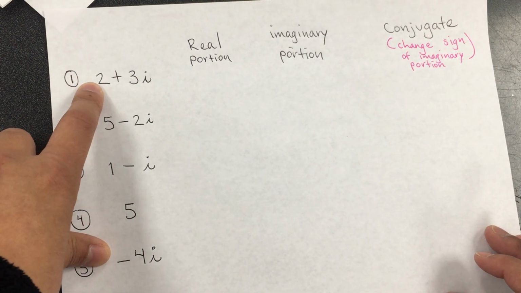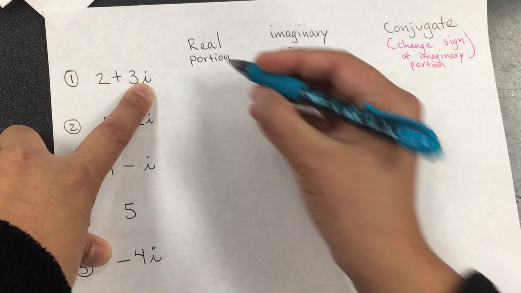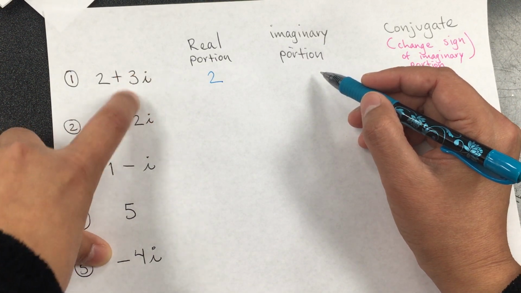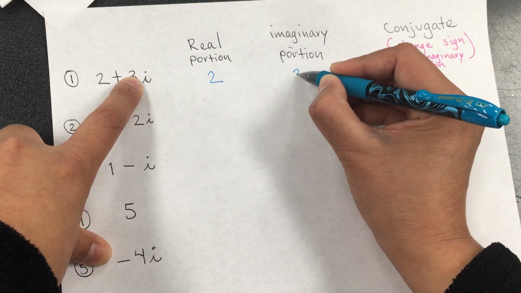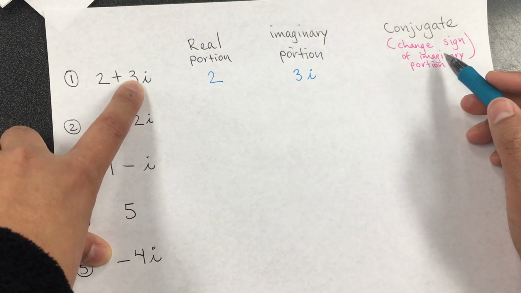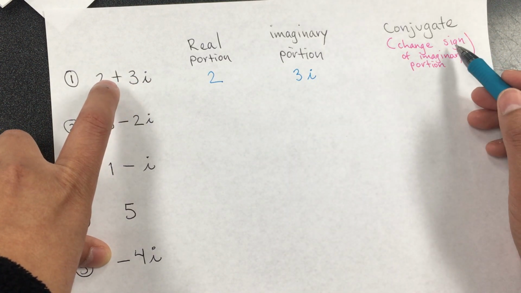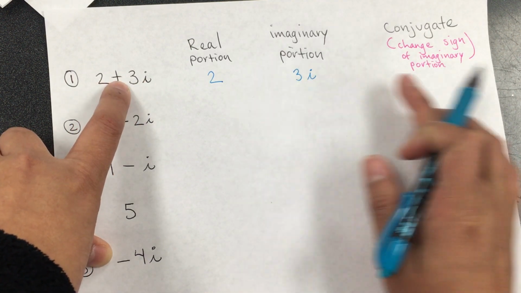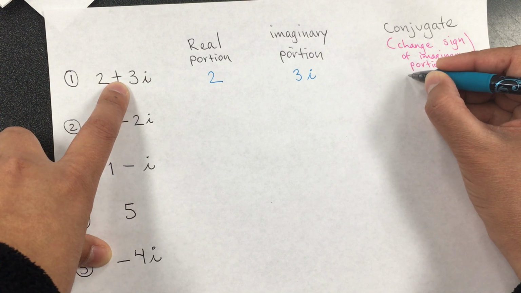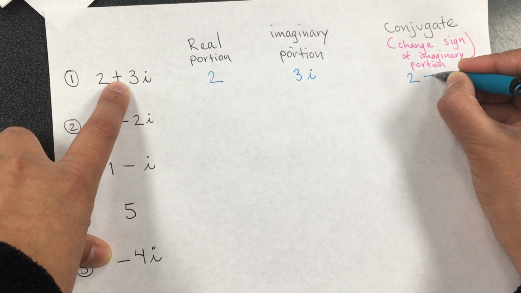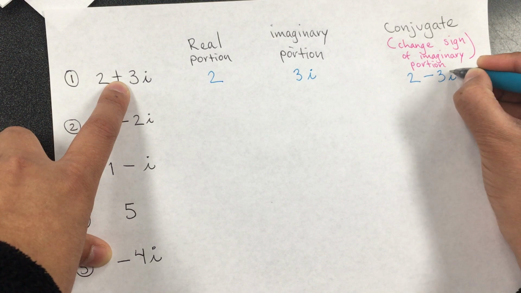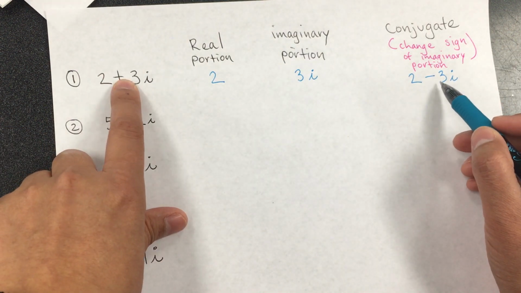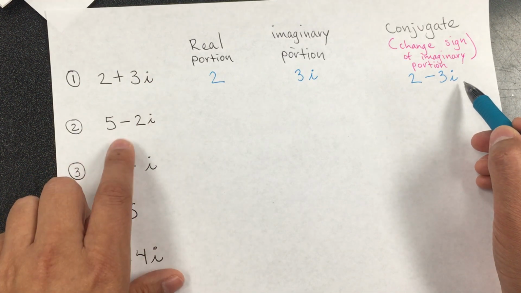Okay, so what is the real portion of this? It's just the 2. What is the imaginary portion? Well, the part that has the imaginary number, so it's 3i. And what is the conjugate? You change the sign of the imaginary portion. So basically, if this is positive, then it's going to become negative. And we're going to be using that later on, so it is important that we understand this part. Okay, so you change that to 2 minus 3i.